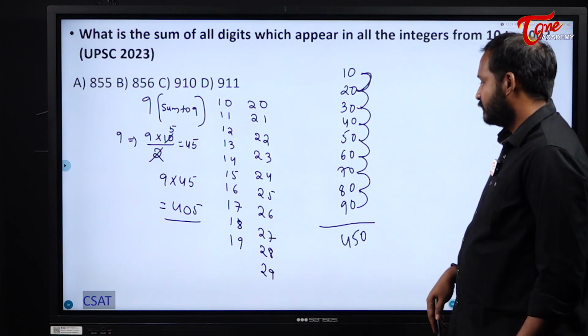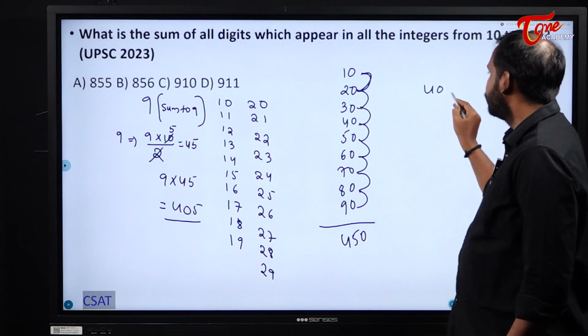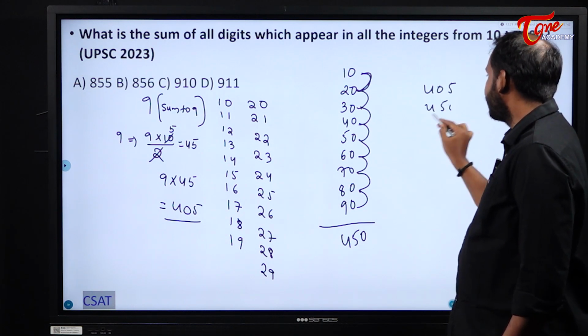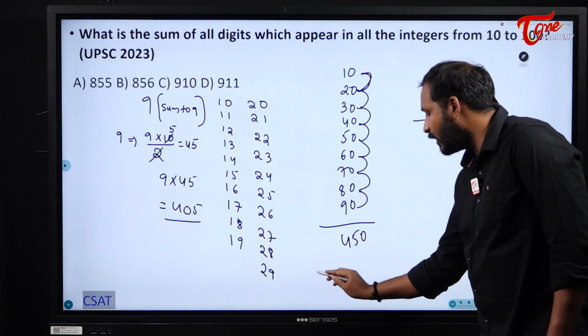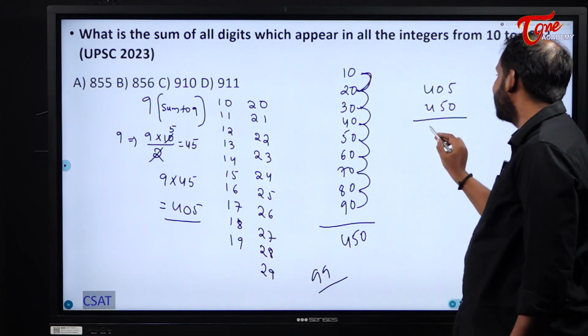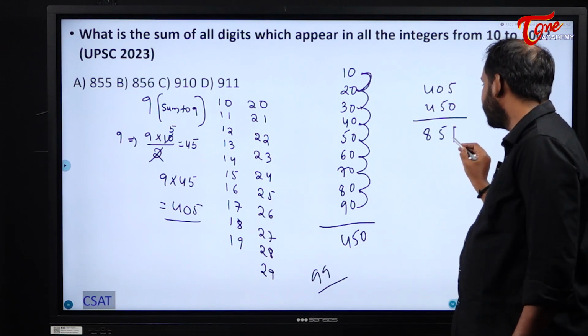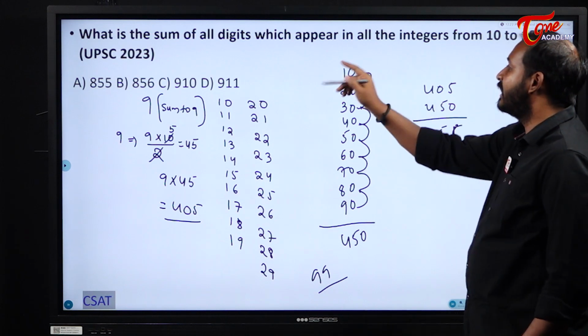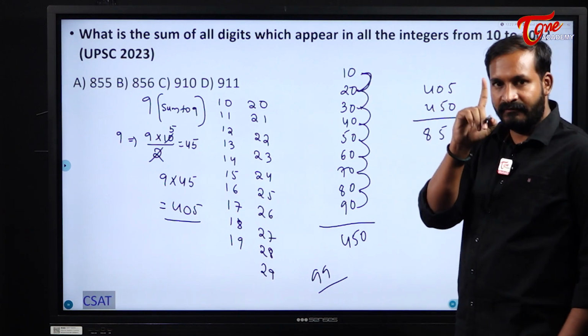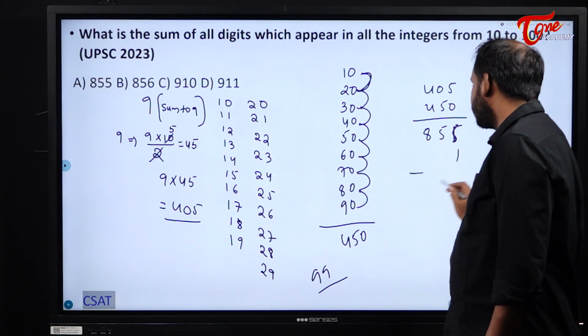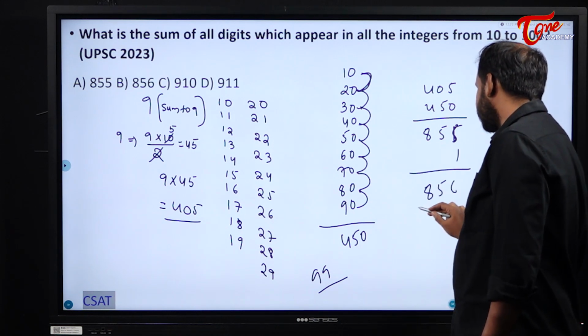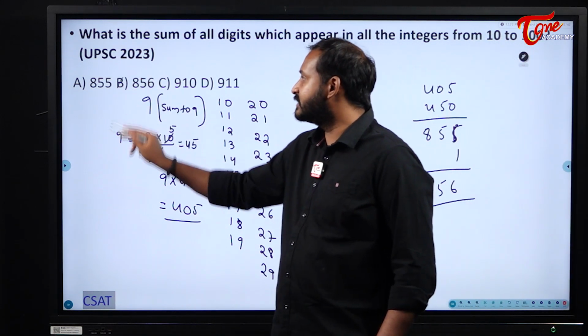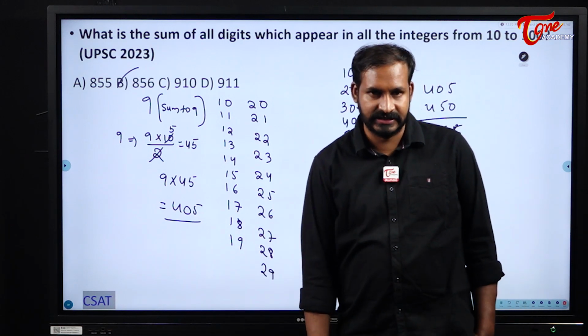So 405, 450. So actually we counted up to what? 99 only. So when I add these things, what will I get here? 855. And 100 is also there, right? For 100 we will have only one digit, that is 1. So your answer will become what? 856. Your answer here becomes 856.